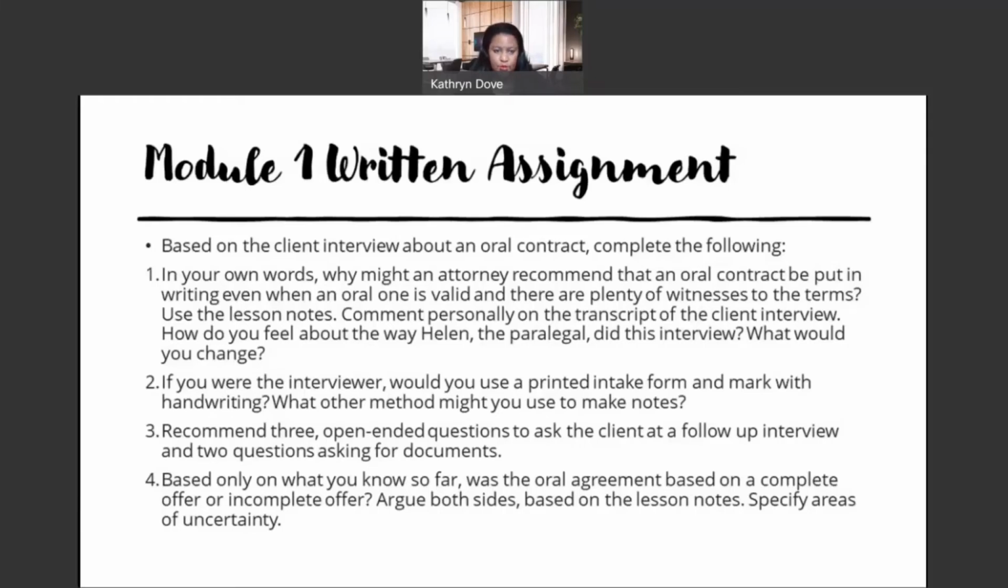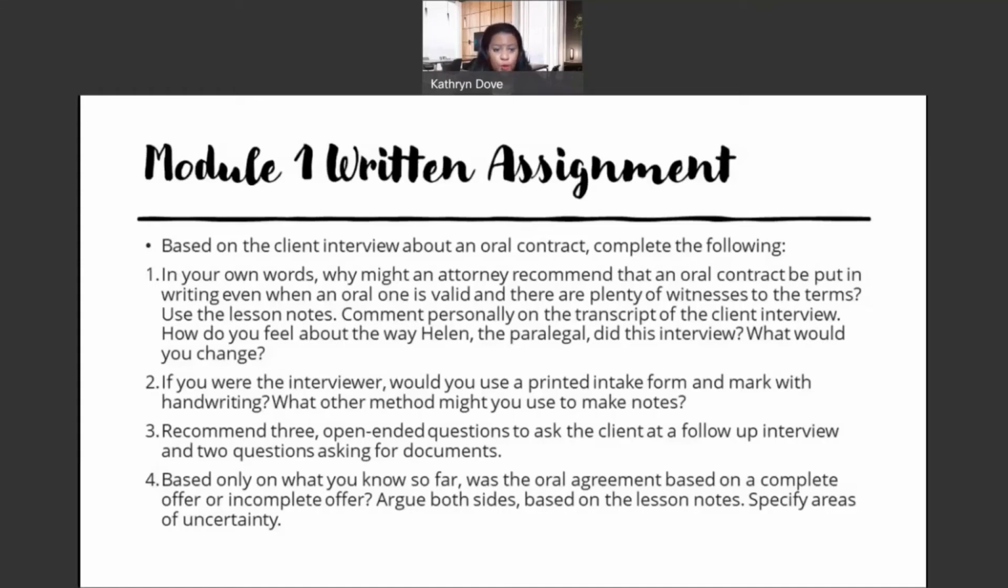Use the lesson notes. Comment personally on the transcript of the client interview. How do you feel about the way the paralegal interviewed the client? What would you change? If you were the interviewer, would you use a printed intake form when a client comes into your office? Would you mark the intake form in handwriting? What other methods might you use to take notes when the paralegal is interviewing a client?